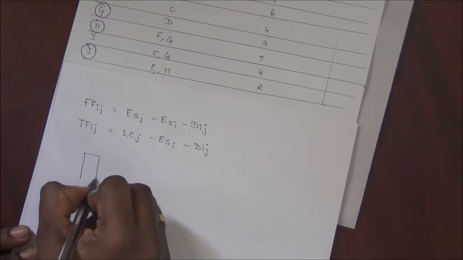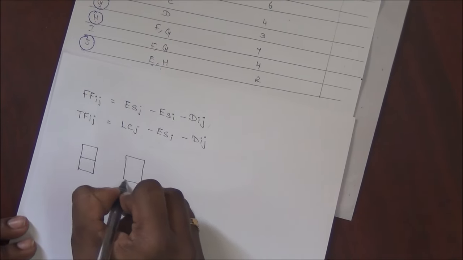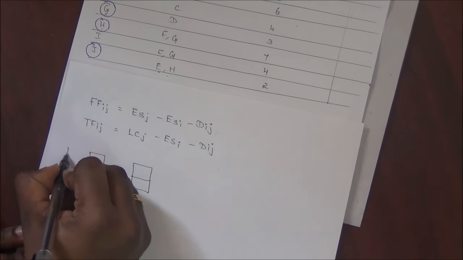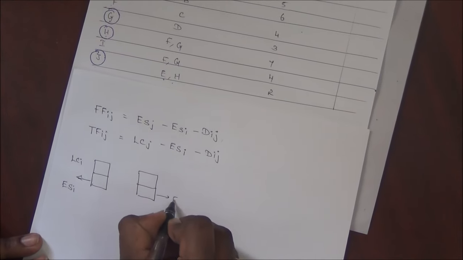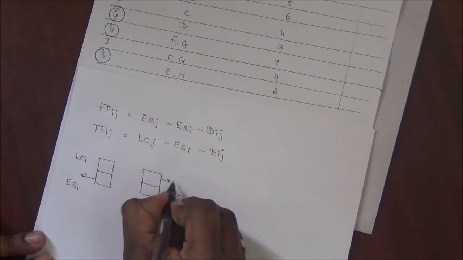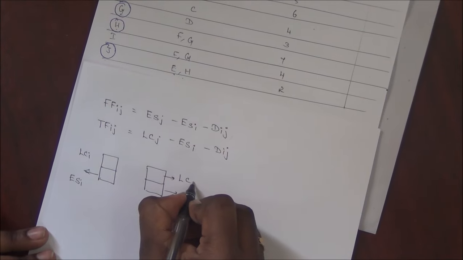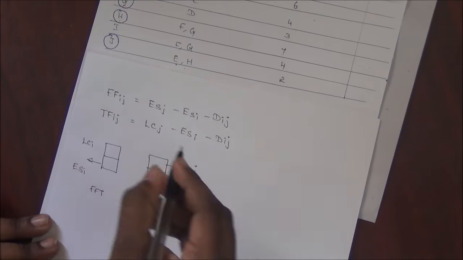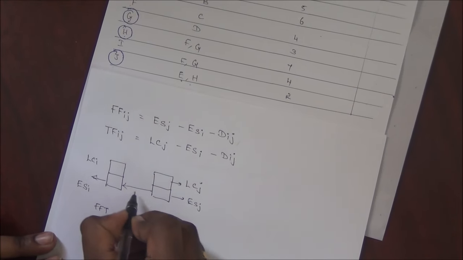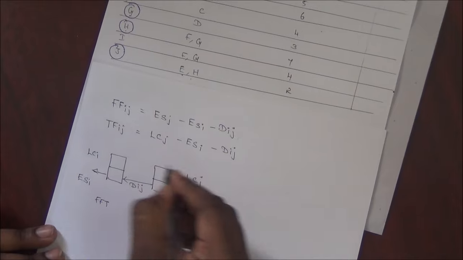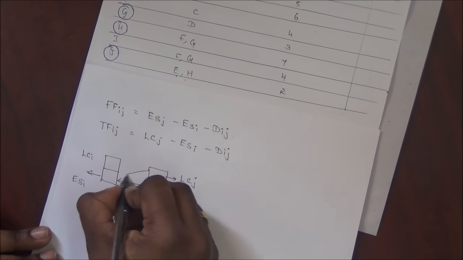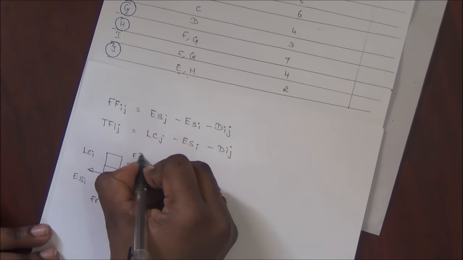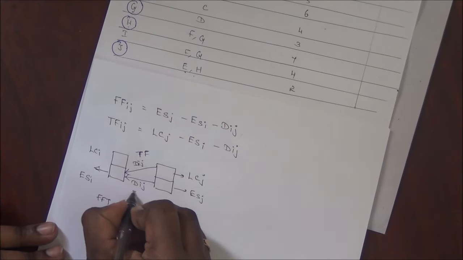Similarly, we have to consider this activity. It is ESI, LCI, ESJ, LCJ. For free float, this minus this minus DIJ. For total float, this minus this minus DIJ. This is for free float.